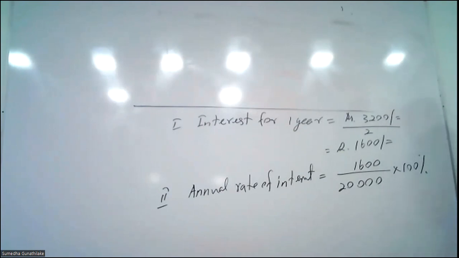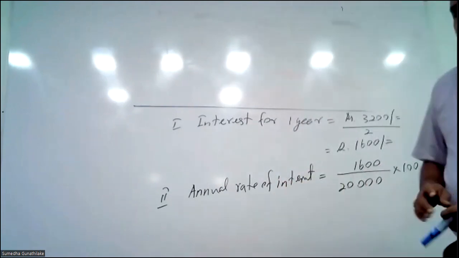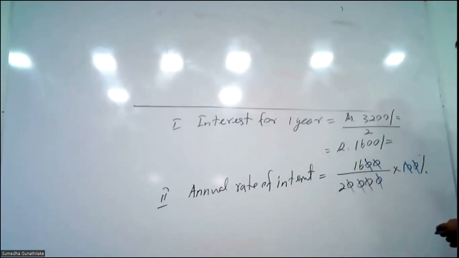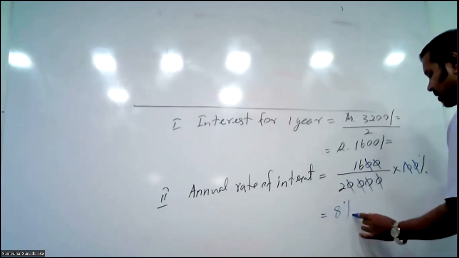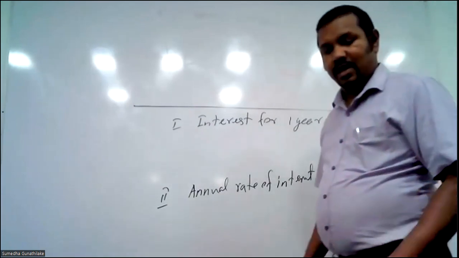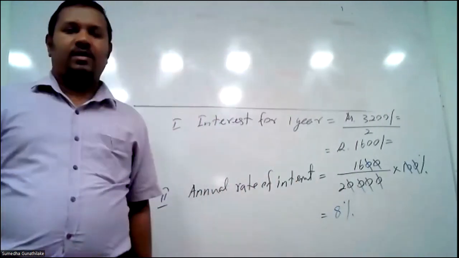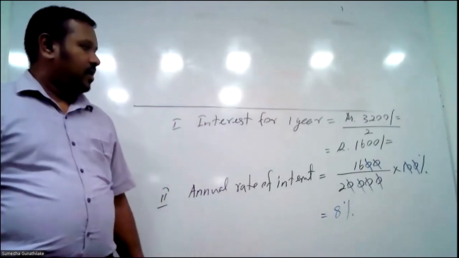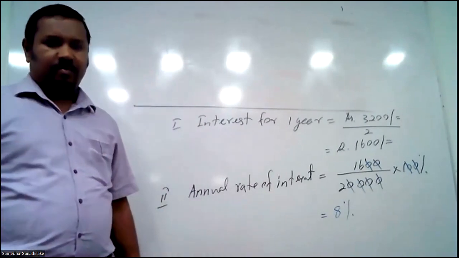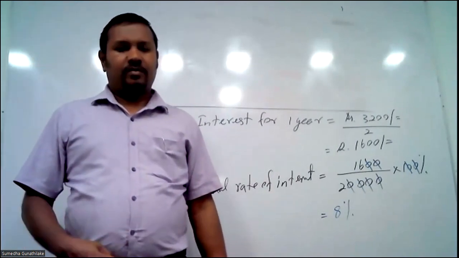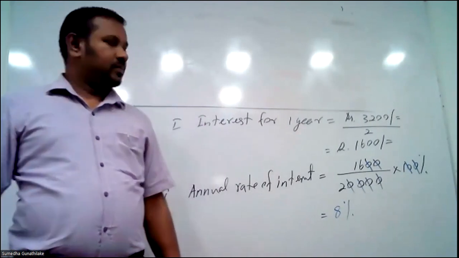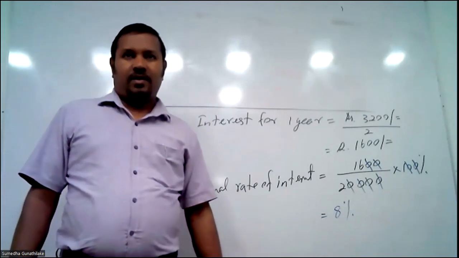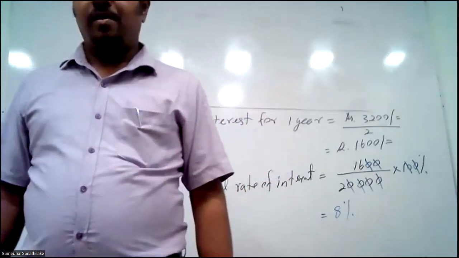Right? Now you can see 4 zeros will cancel. 1, 2, 3, 4 cancel. 16 by 2, 8%. 8% is the answer. විසිදාහට 1600 නම් 100ට කීයද? Right?